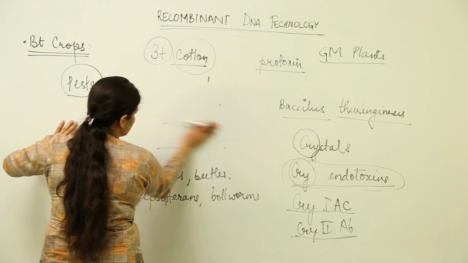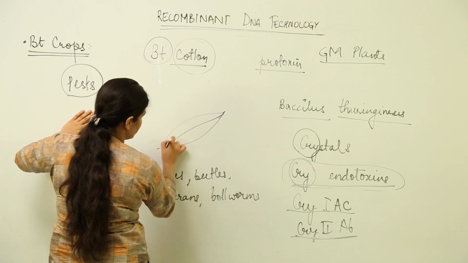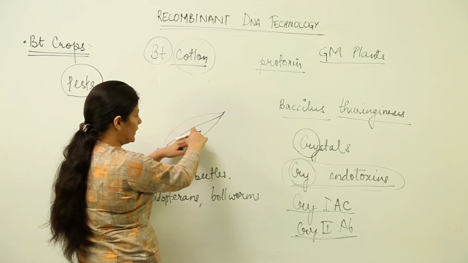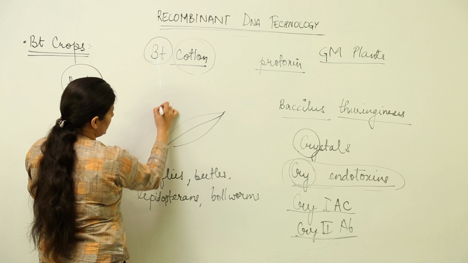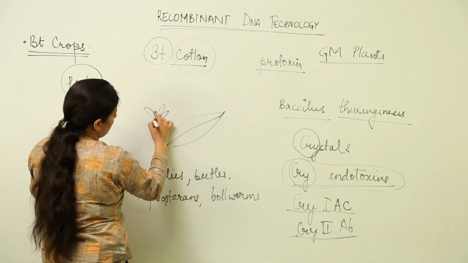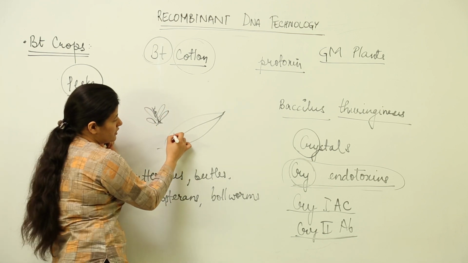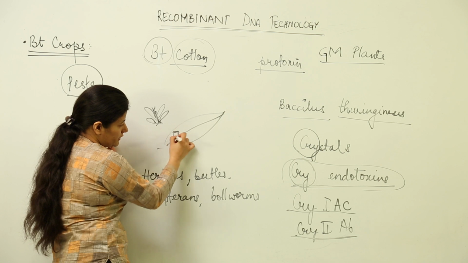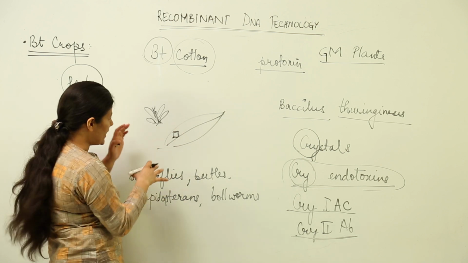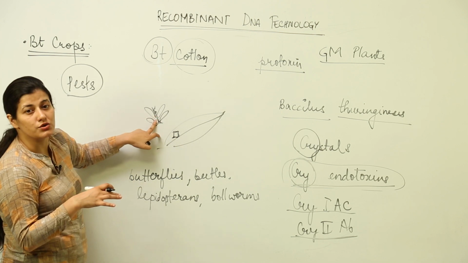I am going to rub this. In the leaves of Bt cotton we have the protoxin. Now some insect comes, supposedly a butterfly comes. Please ignore my line diagram. This insect comes and it feeds on this particular part of the leaf. It eats it. Now what will happen when it eats it? The protoxin would enter into the gut.